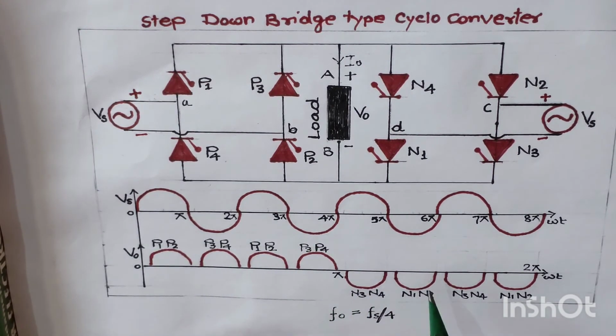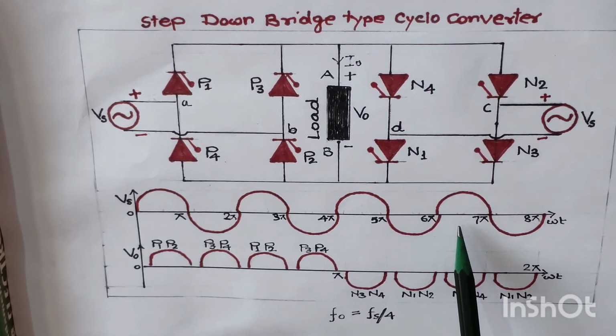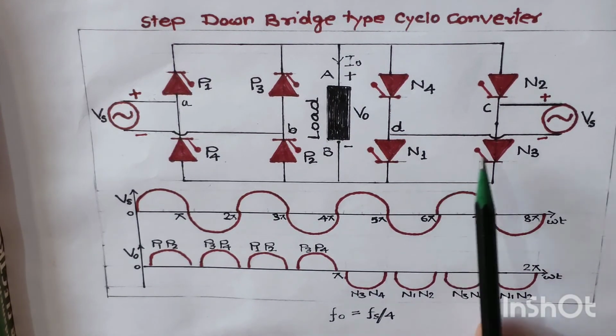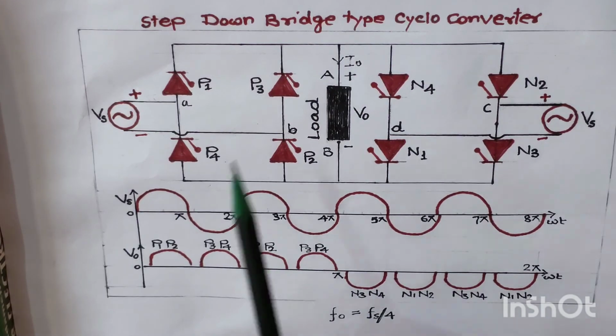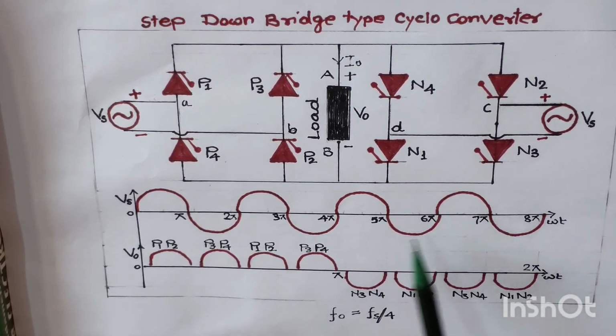So what we can see is that from 4 cycles of supply input voltage applied across the cycloconverter, we have received only a single cycle of output voltage, or we can say f0 equals 1 by 4 of the input supply frequency. It means we have stepped down the supply frequency at the output. That's why it is called the step down bridge type cycloconverter. So this is the overall control operation of the bridge type cycloconverter.